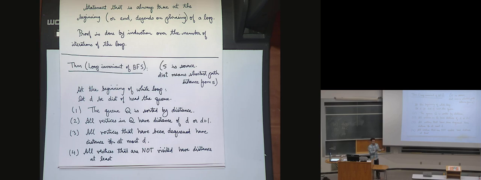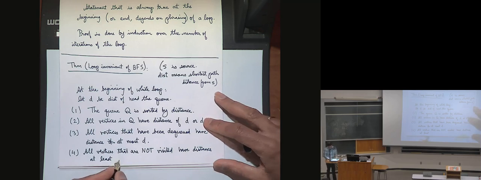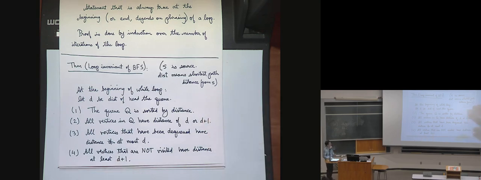The reason this becomes subtle is that if you don't think about it hard enough, you might think, oh, it's d plus 2. And then you try to prove it, and suddenly the proof breaks down. So all vertices that are not visited have distance at least d plus 1. This large epic statement is the loop invariant of breadth first search. Do I expect you to memorize the proof? No, that's not the point. Do I expect you to know what the statement is? Yes. Does that make sense?